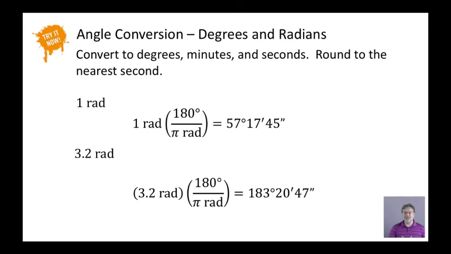Similarly, the same procedure gives us 183 degrees, 20 minutes, 47 seconds for the second problem, which makes sense. 3.2 radians is a little bit more than pi radians. Pi radians is the same thing as 180 degrees, so 3.2 radians should be a little bit more than 180 degrees, and as you can see, it is 183 degrees, 20 minutes, 47 seconds.